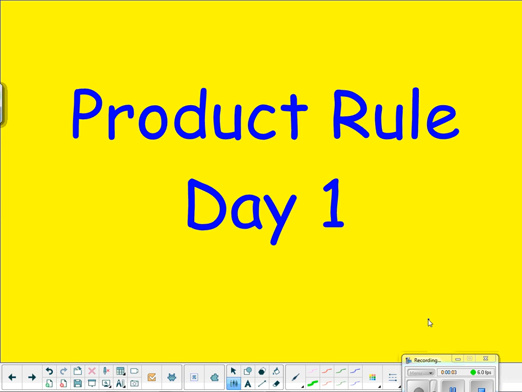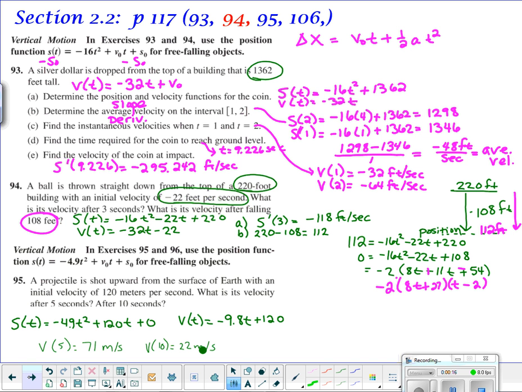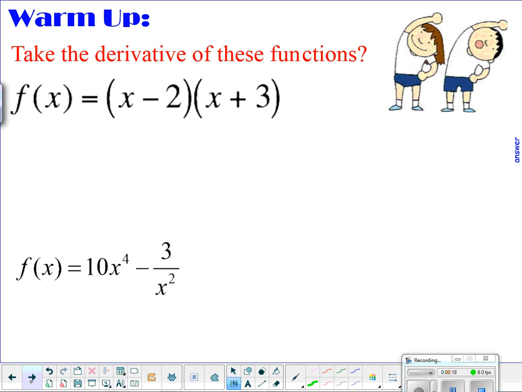Let's look at the product rule, and this is taken from section 2.3 in our textbook. Day 1, we are solely going to do product rule, and then day 2 we will work with the quotient rule. So for the product rule, there are answers to yesterday's homework. There was a warm-up exercise to do the derivatives of these.